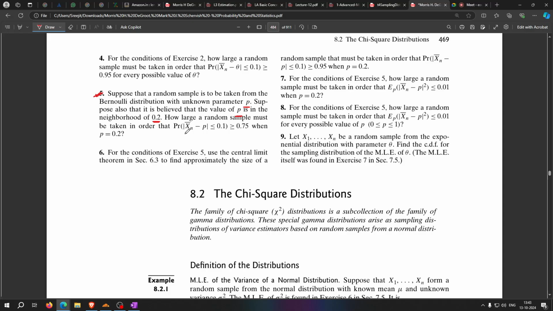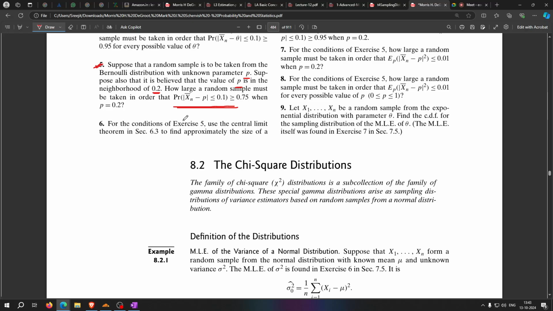So how large must the random sample be in order that this inequality holds? Now, what is Xn bar? I have a Bernoulli distribution, right? So I have a bunch of zeros and ones, and Xn bar is the sum over all the ones divided by all of the n's, right? Xn bar was just the proportion of ones, if you remember. So that is what Xn bar is.